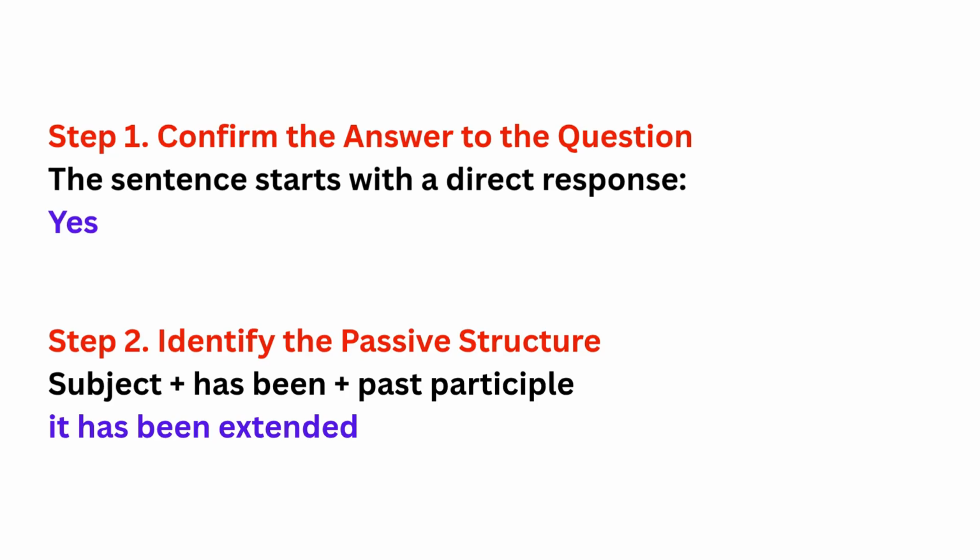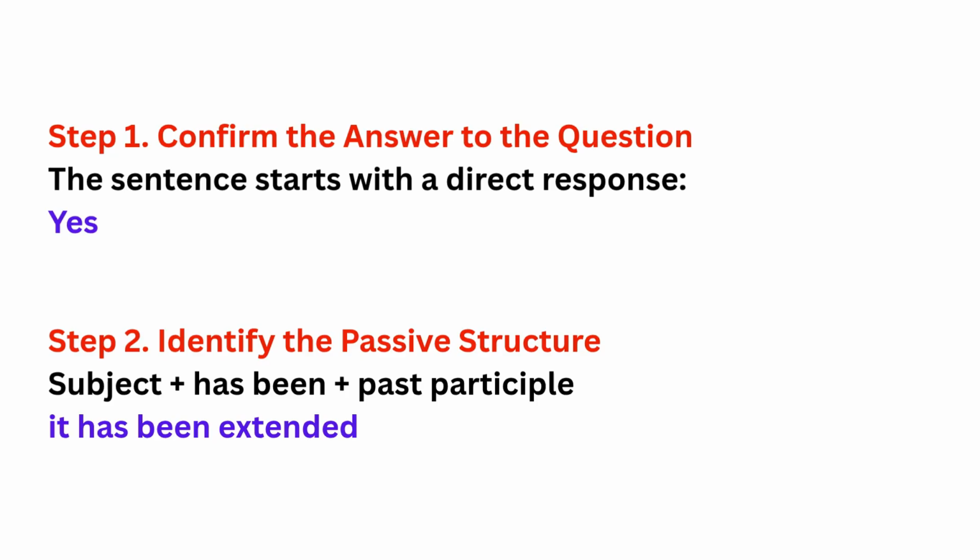Step 2. Identify the passive structure. Next, we need the main clause. The sentence uses the present perfect passive structure: subject plus has been plus past participle. In this sentence, the subject is "it," "has been" is the present perfect form of be, and "extended" is the past participle of extend. So we get, "it has been extended."